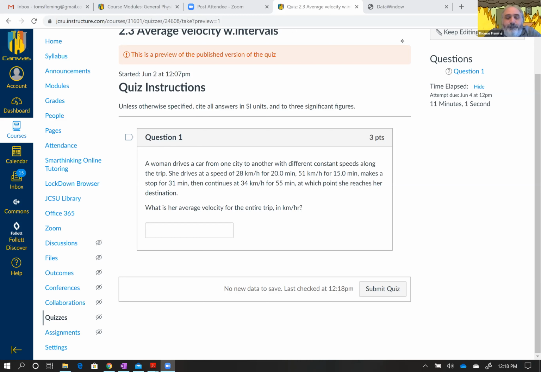Okay. All right. So knowing how to convert units is super, super helpful. But once you've done that, this one is very much like the example we did in class the other day.